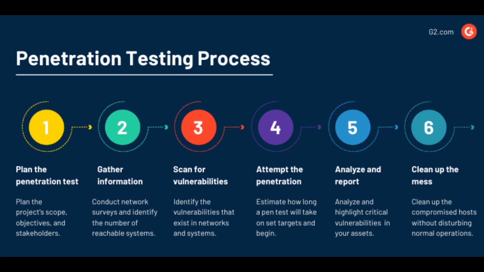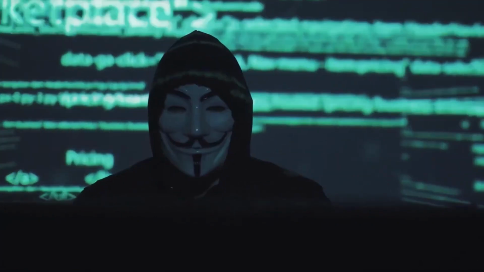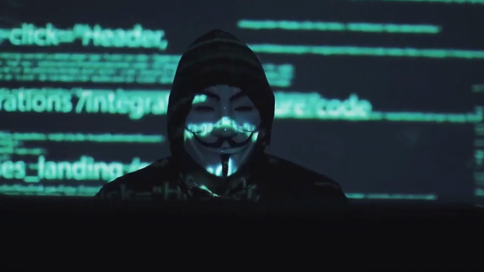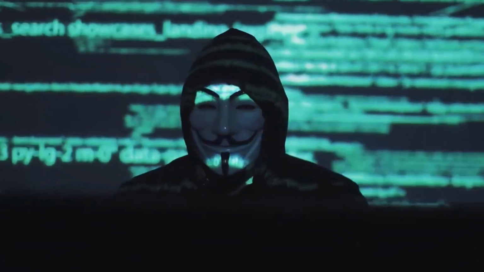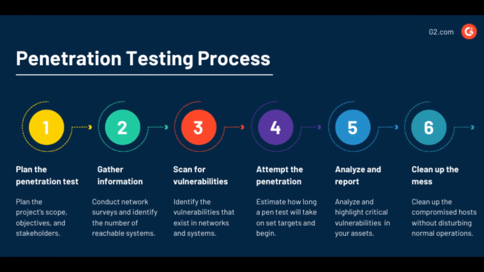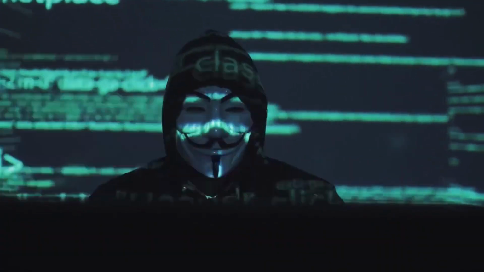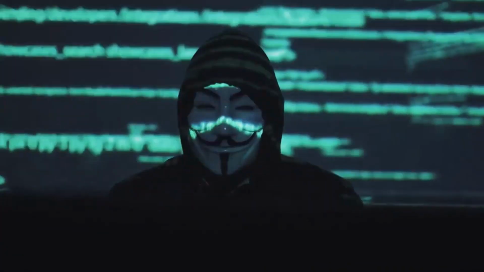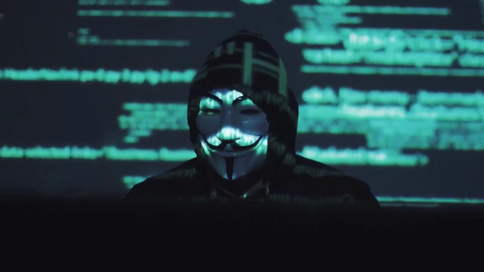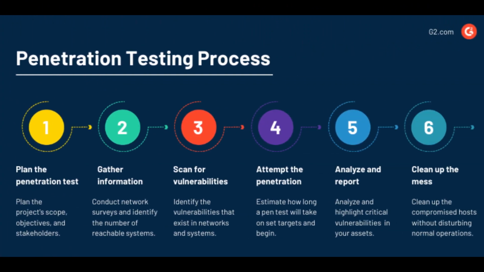Planning involves defining the scope and objectives of the test, selecting the testing methodology, identifying the testing team, obtaining permissions and authorizations, and preparing the testing environment. The next one is reconnaissance. This phase involves gathering information about the target system or network, such as IP addresses, domain names, and system configurations. This information is used to identify potential vulnerabilities and attack vectors. The more information you get, the easier it becomes to hack the target.